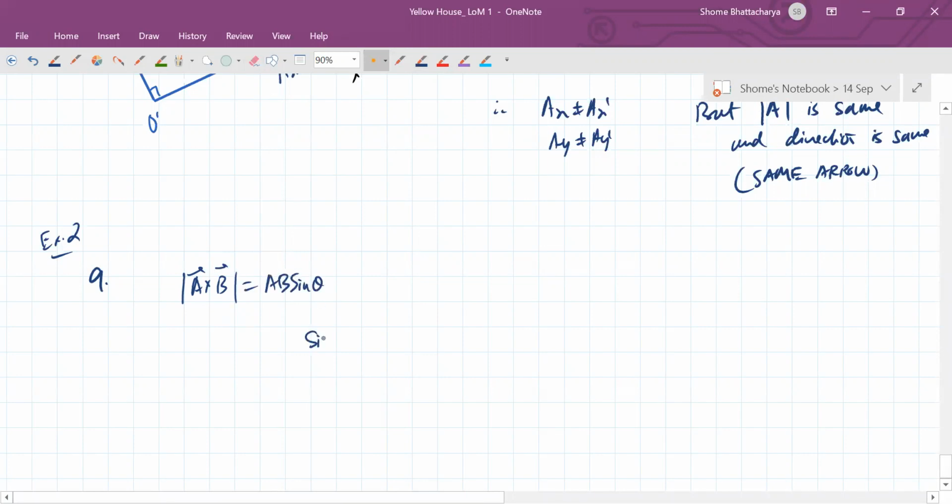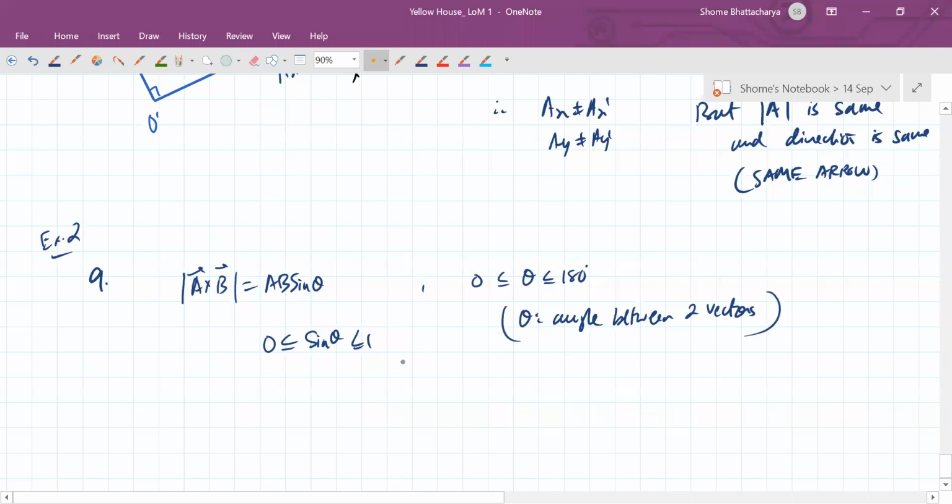So sine theta here will be greater than or equal to 0, less than or equal to 1, because remember theta here is not in the second and third quadrant. I mean, is not in the third and fourth quadrant, because theta is the angle between two vectors. So it will always be expressed as something between 0 and 180. Okay, so you can see that the magnitude of A cross B cannot exceed the product of their magnitudes. Okay, and obviously cannot be less than 0 because it's a magnitude.